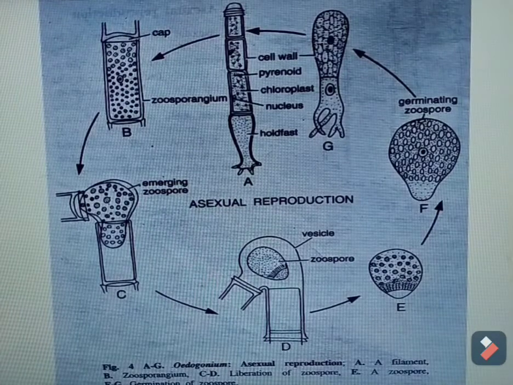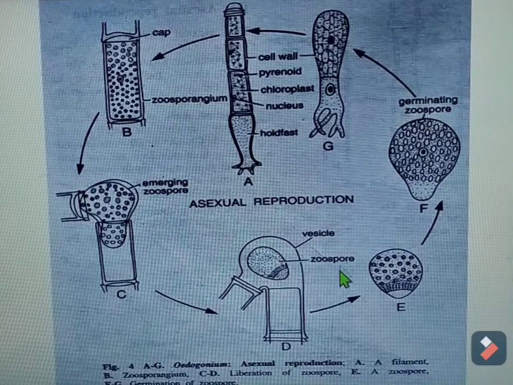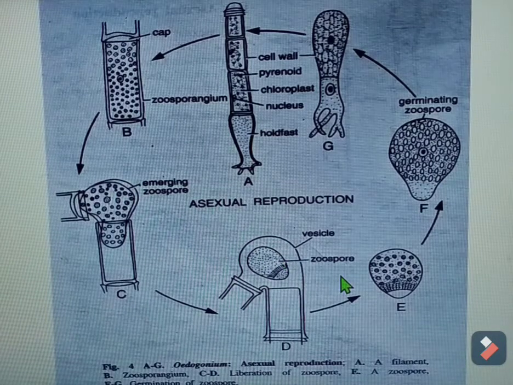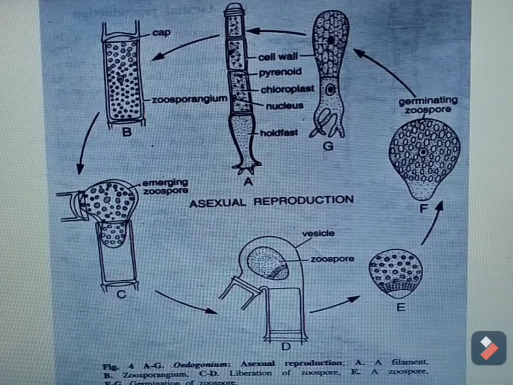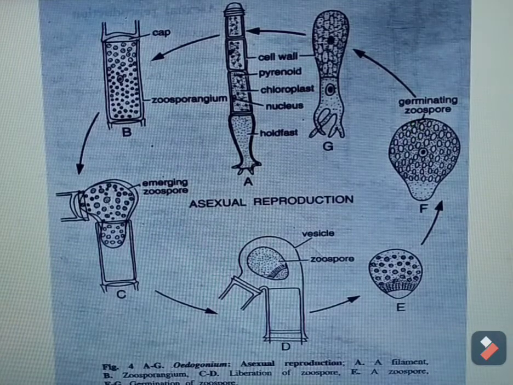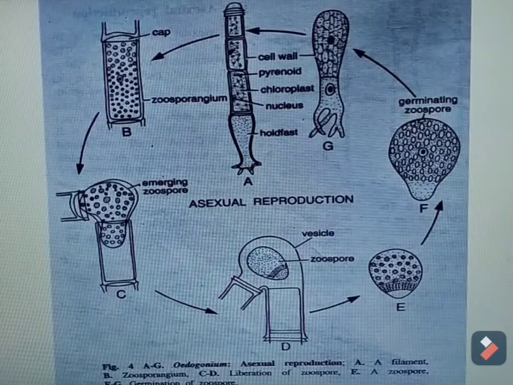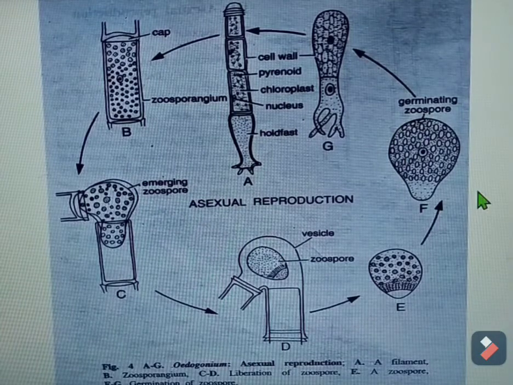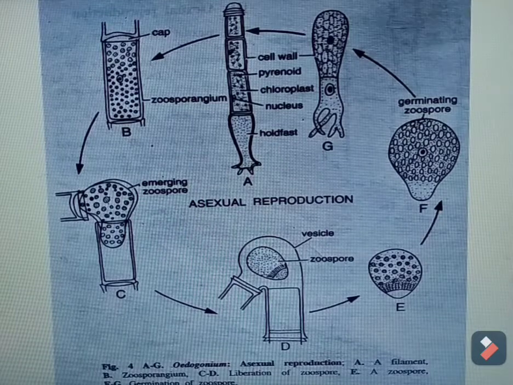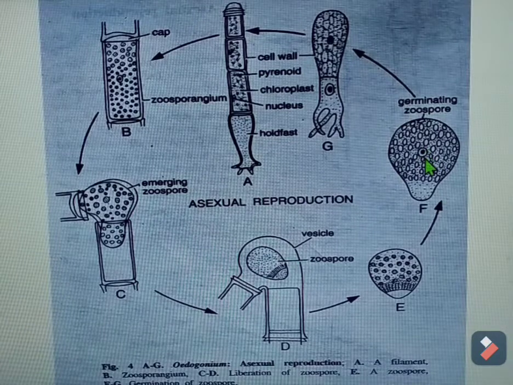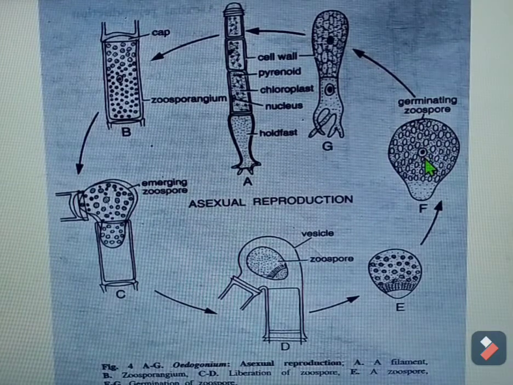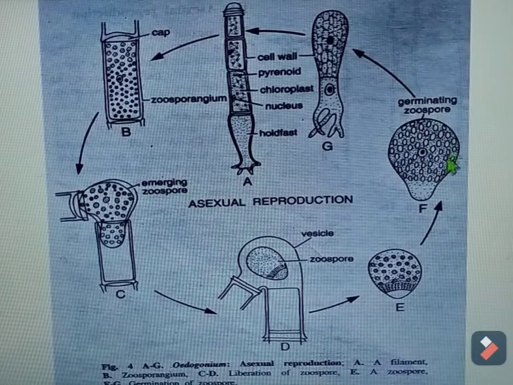And if you take a look at the mature zoospore, when the zoospore is formed, you can see that it is ovoid, spherical, or pyriform. Pyriform means pear-shaped. It is also uninucleate, you can see a single nucleus is present, and it also contains a chloroplast.